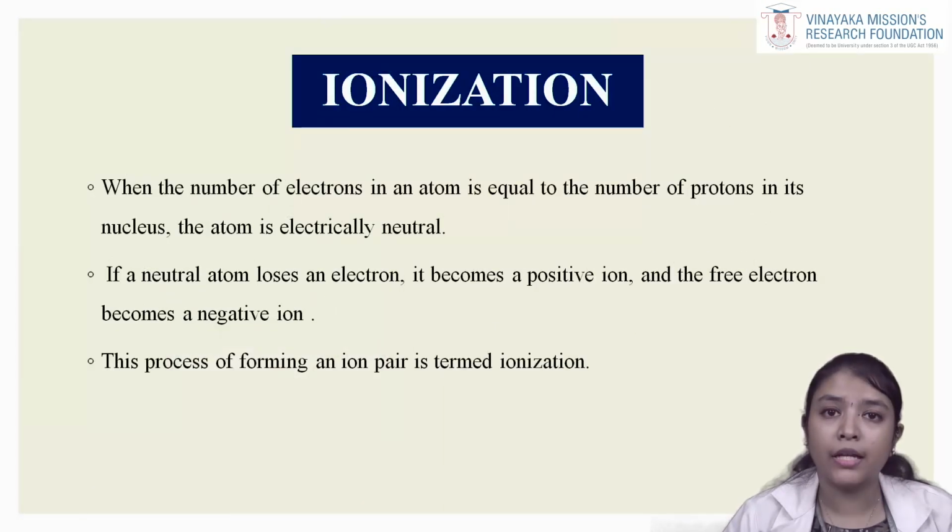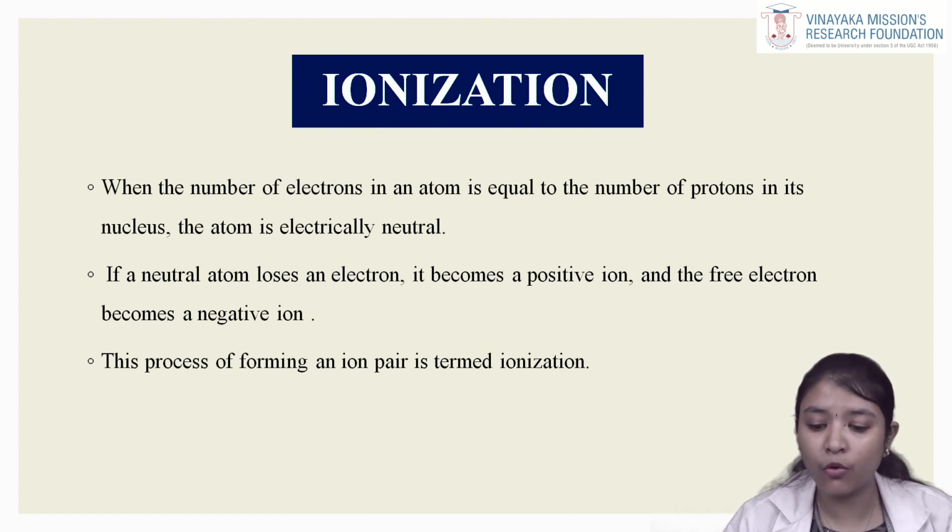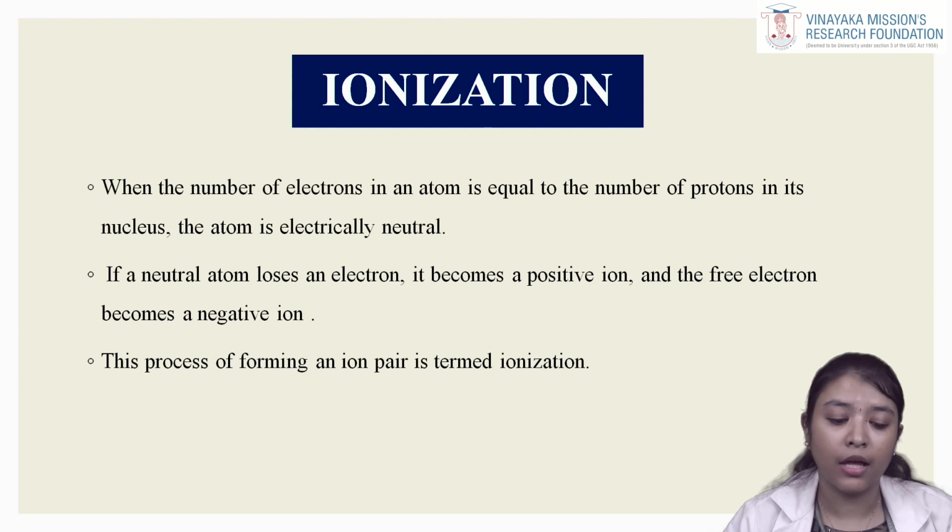Ionization. When the number of electrons in an atom is equal to the number of protons in its nucleus, the atom is electrically neutral. If an electron is lost from a neutral atom, the atom becomes a positive ion, whereas the free electron which is lost becomes a negative ion. This kind of pairing of ions is called ionization.